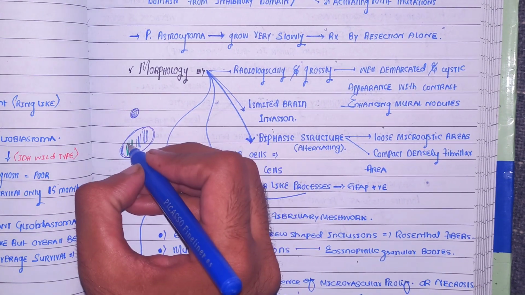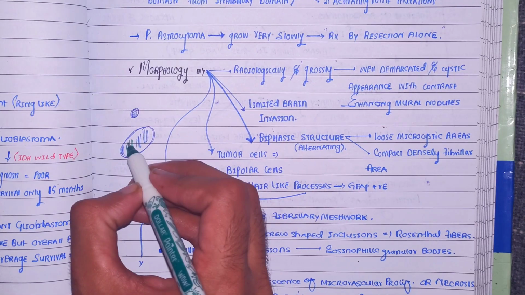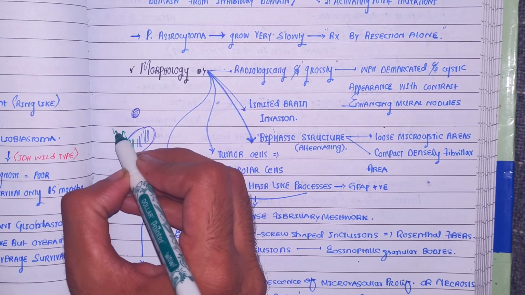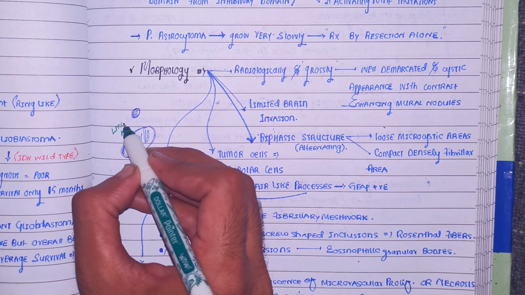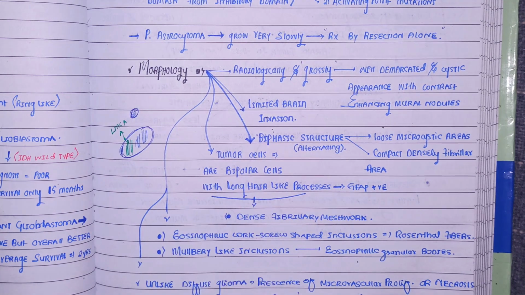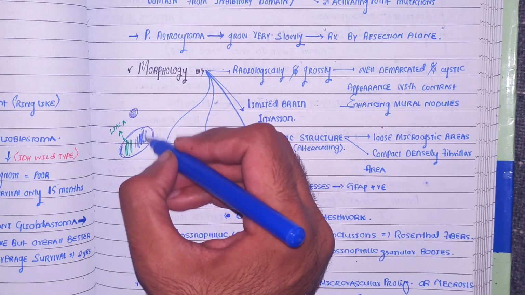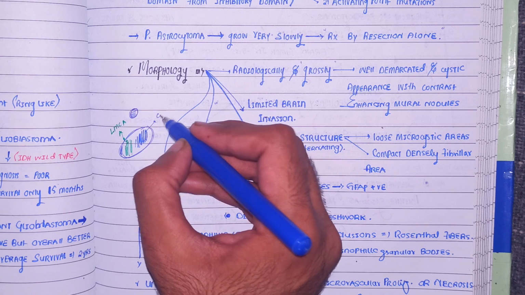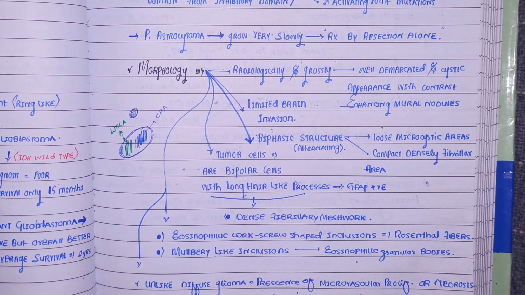In this part of the tumor, this is the loose microcystic area, and this part is the compact, very much compact, densely compact fibrillar area, right? So there is a difference.